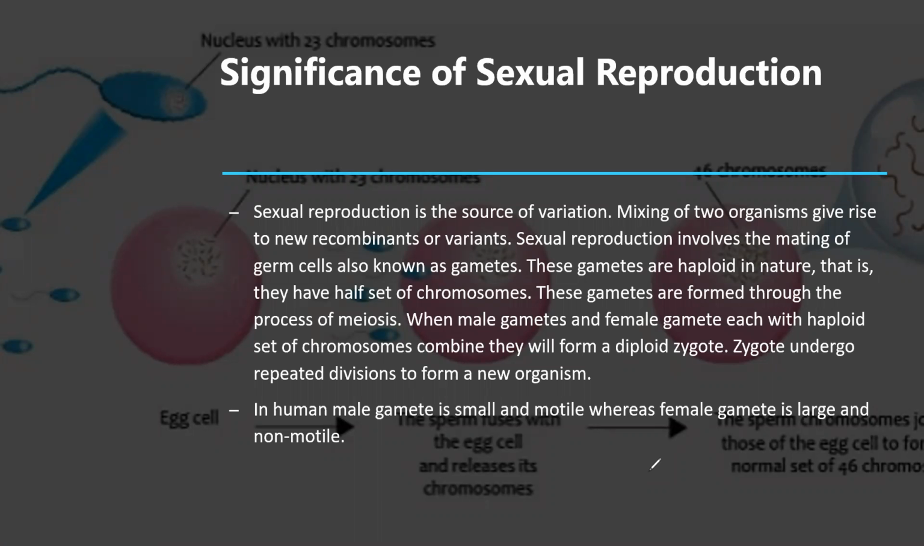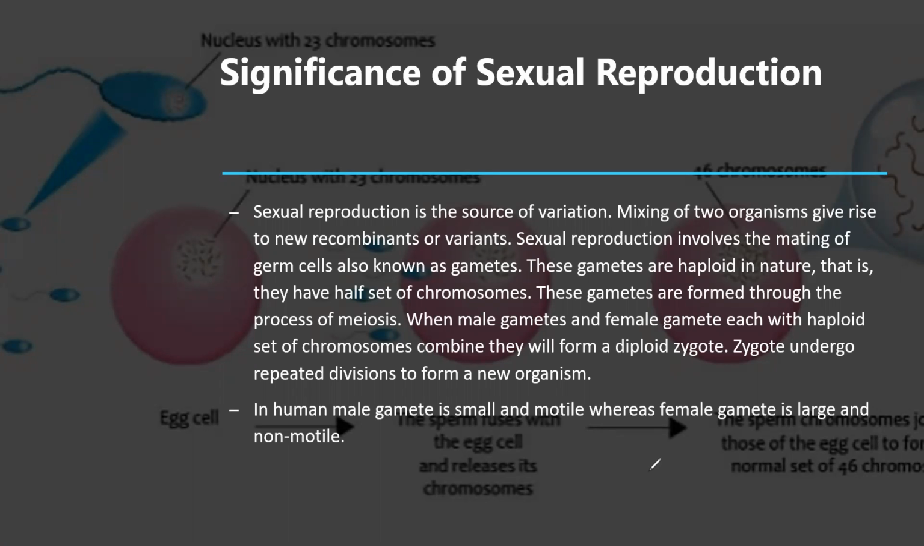Let's learn about the significance of sexual reproduction. Sexual reproduction is a source of variation. Mixing of two organisms gives rise to new combinations or variations. Sexual reproduction involves the mating of germ cells, which are also known as gametes. These gametes are haploid in nature, that is, they have half the set of chromosomes.